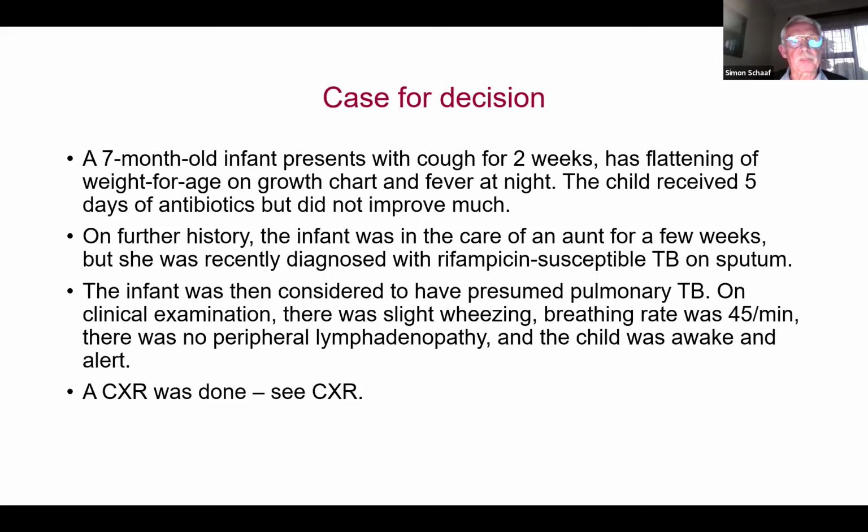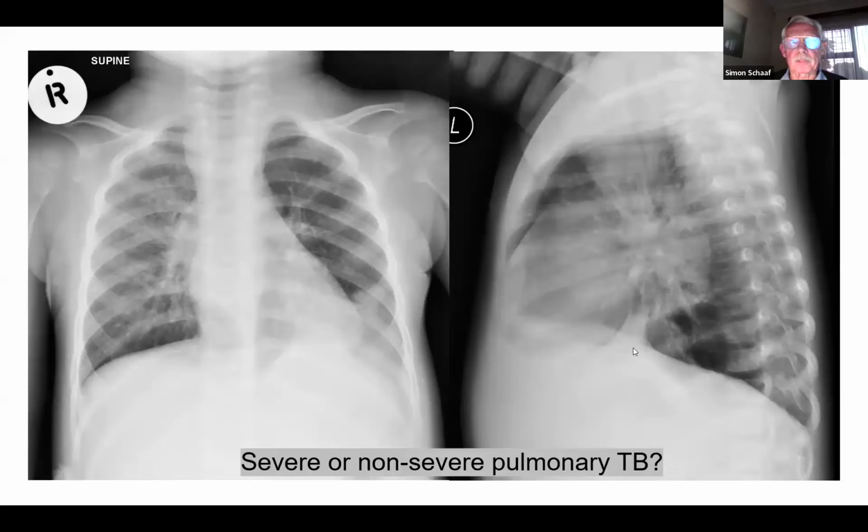And on clinical examination, she had a slight wheeze. She was breathing at a rate of 45 per minute. And there was no peripheral lymphadenopathy. And I'll show you the X-ray. And if you can have a look at the X-ray and decide whether you think the X-ray shows severe or non-severe tuberculosis, and you can vote. I'll give you a minute or 30 seconds.